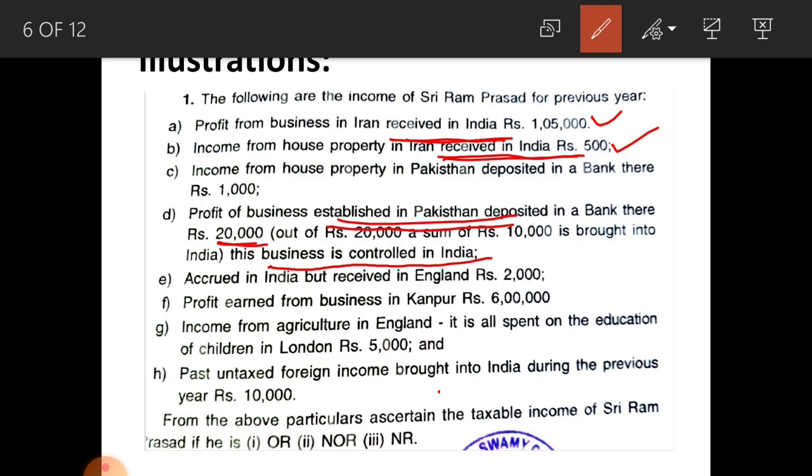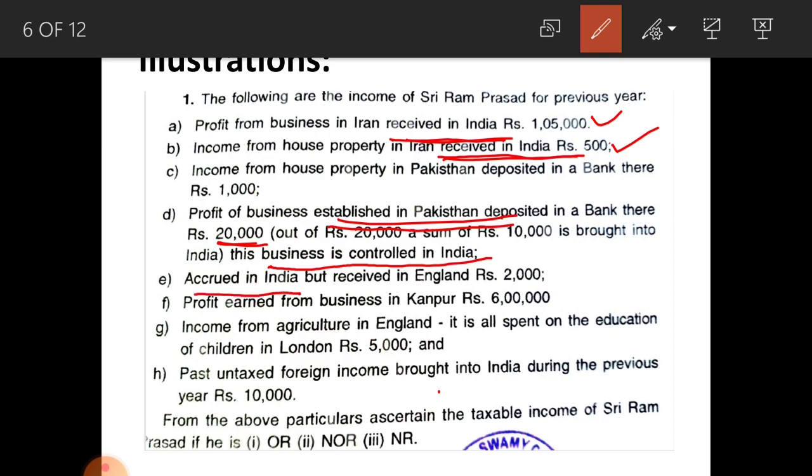See the information given inside the bracket. Out of 20,000, a sum of rupees 10,000 is brought into India. As we discussed in the previous session, any income remitted to India is not taxable under non-resident, so need not pay tax. See the next one, accrued in India but received in England. All three categories must pay tax on this income because accrued in India.